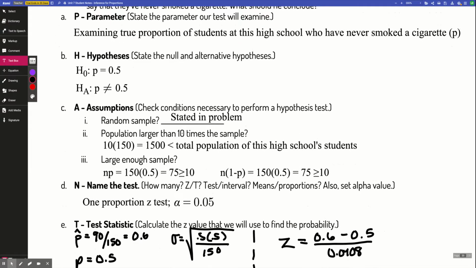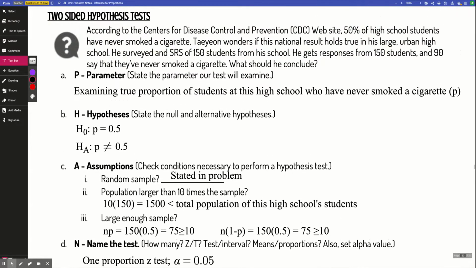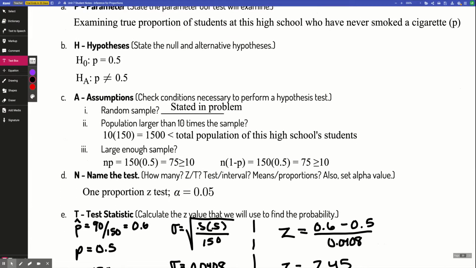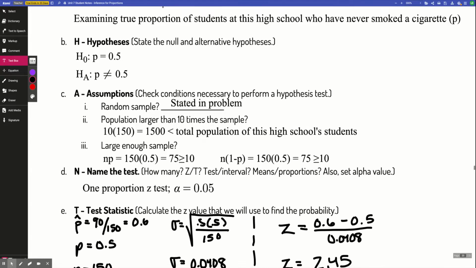Okay, for my assumptions, I definitely have a random sample. It was stated in the problem. For my 10% condition, I have 10 times 150. That's 1,500, and it's reasonable to say that that's less than the total population of this high school's students, right? Because in the problem it says this is a large urban school. And then my large enough sample is np and n times 1 minus p. Those are both 75, which are both greater than or equal to 10, so we're golden there.